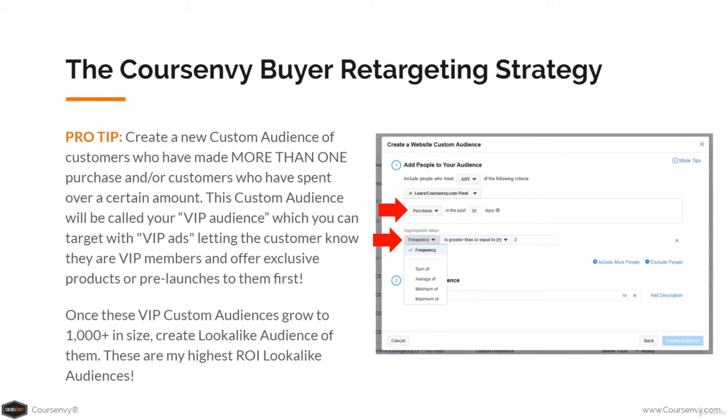So as you can see in this screenshot here, in the create a website custom audience, we select purchase for the event, past 30 days, and then select frequency is greater than or equal to 2. Or again, you could change that to a sum of X amount of dollars if you only want people over $100 in product purchased.